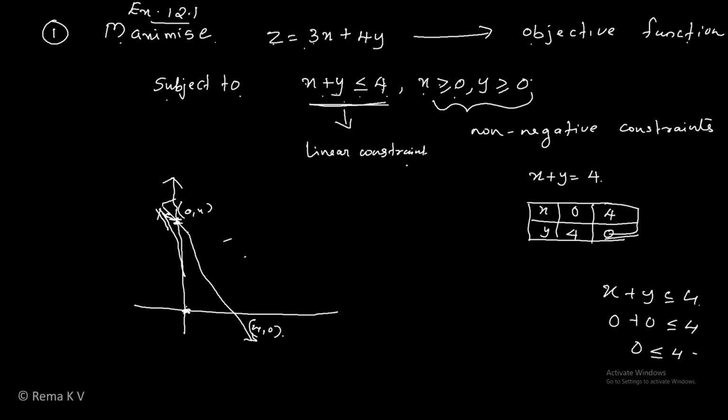So you have to shade the common region. This is the common region which satisfies all these three conditions. So it's a triangle here. Always you have to consider the common region for all these conditions. So here x plus y less than or equal to 4 means the lower half plane of this, and that must be in the first quadrant.